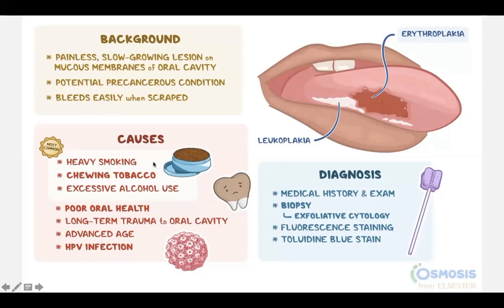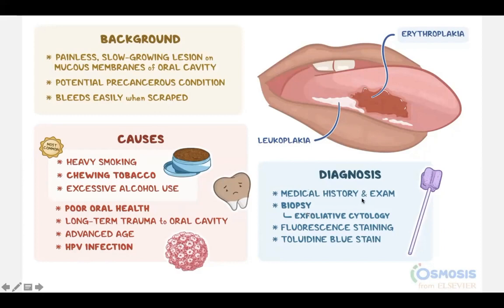Causes also: heavy smoking, either chewing tobacco or smoking tobacco, and excessive alcohol use are still the most common causes for erythroplakia and leukoplakia. And sometimes there is a mixture of them, erythroleukoplakia. Poor oral hygiene, long-term trauma to the oral cavity, advanced age, and HPV infection are also some causes, but the most common causes are still heavy smoking, chewing tobacco, and excessive alcohol use.